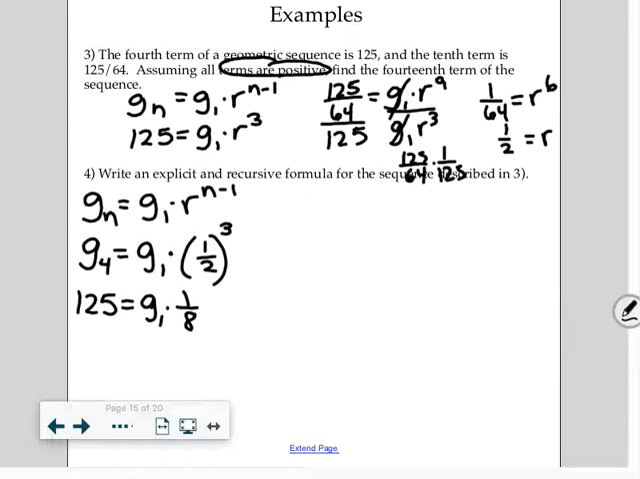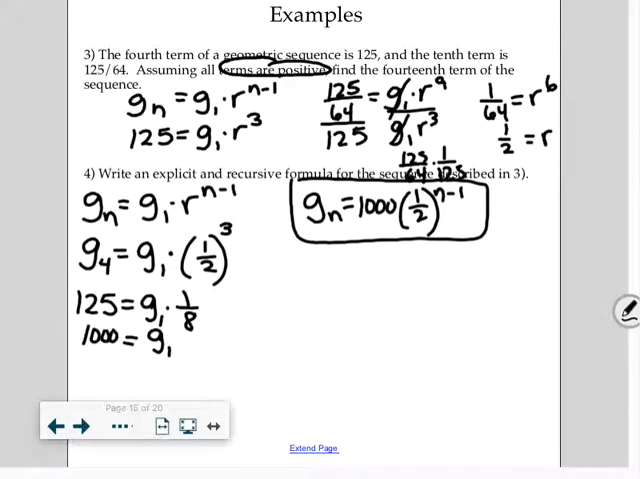I need g sub 1 in the explicit formula. So again, let me go back. This is my explicit formula. We found r. I know the fourth term. Now the only thing missing is g sub 1. I can multiply both sides by 8, and g sub 1 is 1,000. So it asked me in this part to find the explicit formula. So there it is. But I still haven't answered number 3.